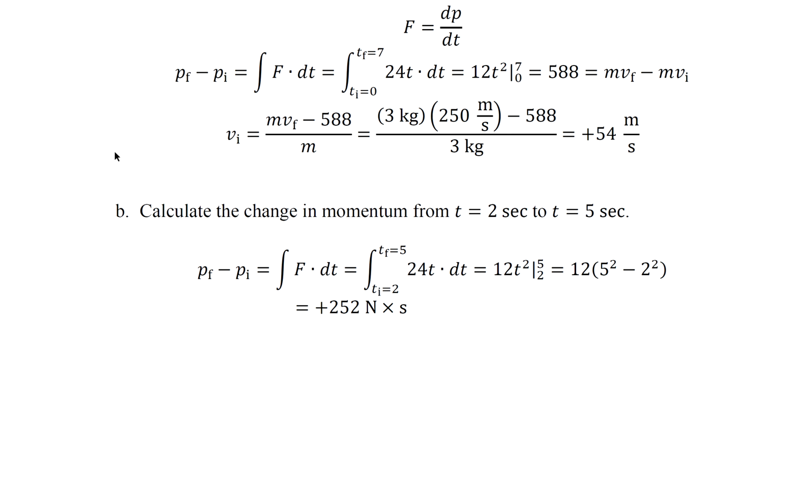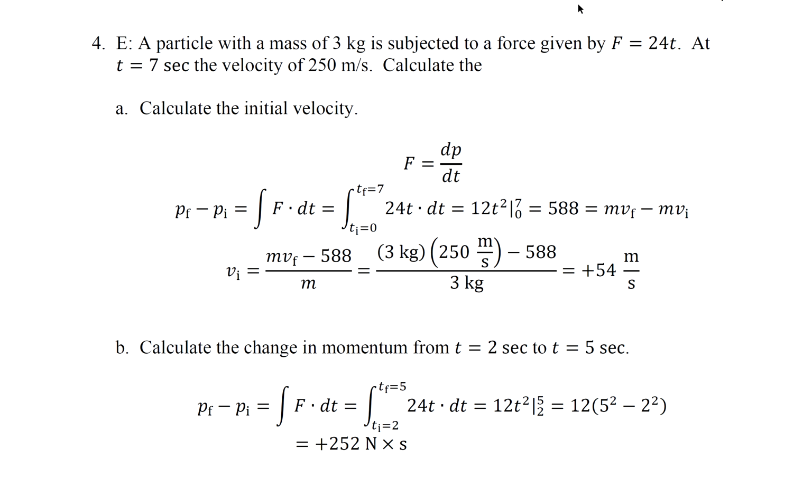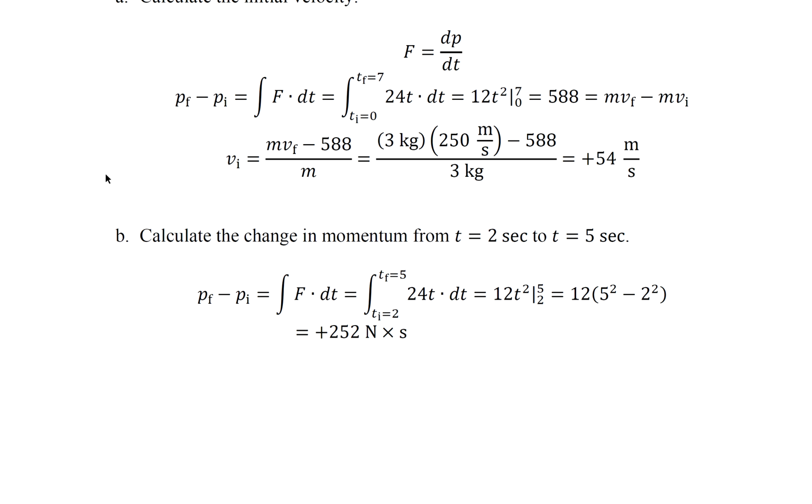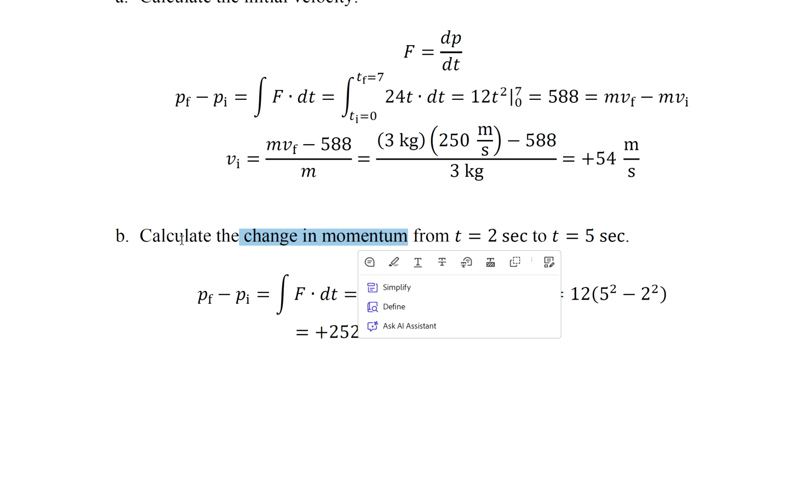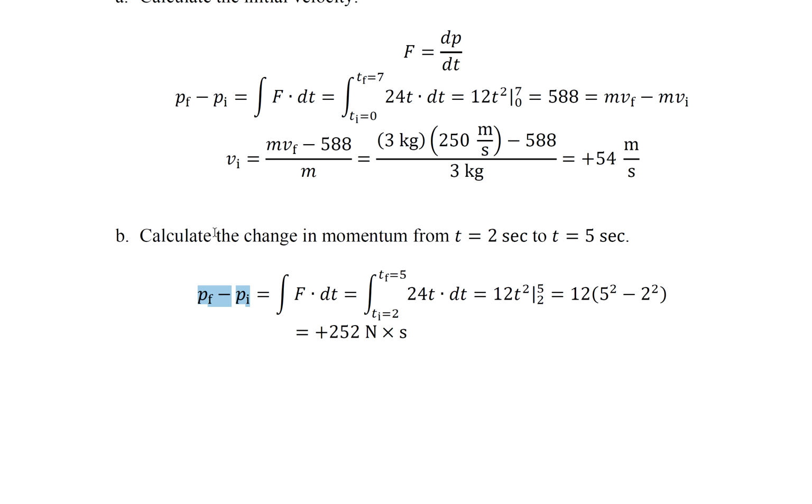Part B, calculate the change in momentum from t equals 2 to t equals 5 seconds. The change in momentum is P final minus P initial. We were given F, it's here, 24t. And we're going to integrate this from t equals 2 seconds to t equals 5 seconds. Now we're solving for delta P, which is P final minus P initial.